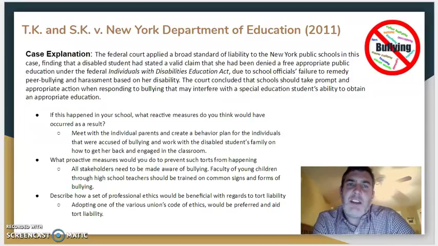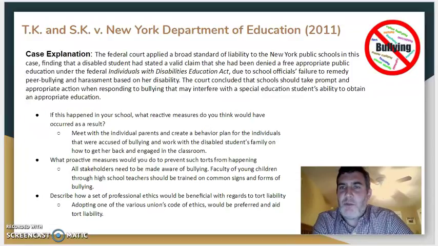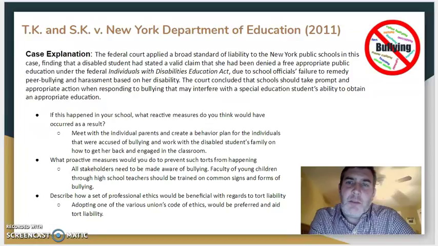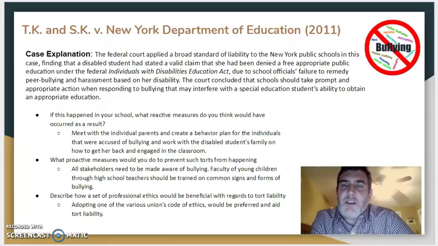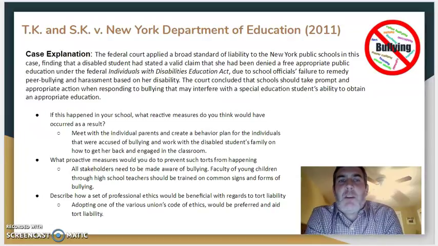Next case is TK and SK versus the New York Department of Education. This is kind of a landmark case when it comes to bullying and actions that should be taken as a result of bullying. In this case, the federal court applied a broad standard of liability to the New York public schools, finding that a disabled student stated a valid claim that she had been denied a free and appropriate public education under the IDEA Act due to the school officials' failure to remedy peer bullying and harassment based on her disability. The court also concluded that schools should take prompt and appropriate action when responding to bullying that may interfere with special education students' ability to obtain an appropriate education.